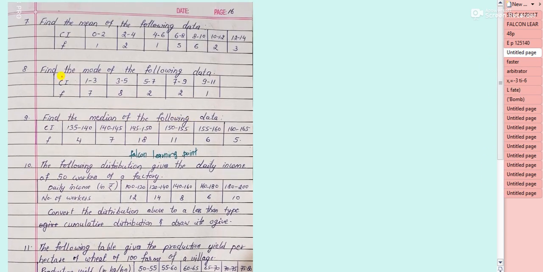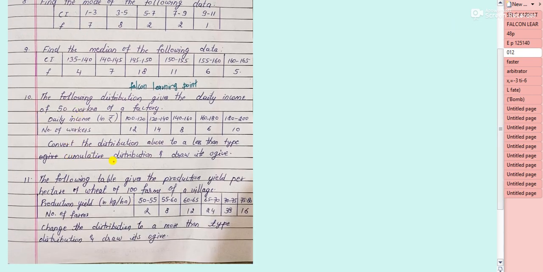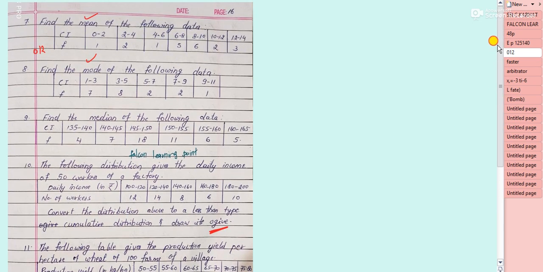Here you are definitely going to get either of the types: the question can be asked for mean and mode combined, or they will give mode and median combined. This question is definite, like the ogive curve, less than and more than type ogive. Okay, so I have taken all the types of questions that could be asked. So we'll solve them one by one.